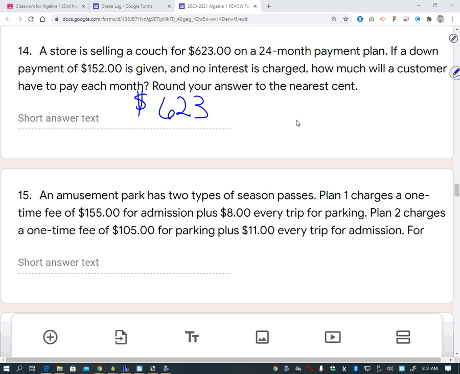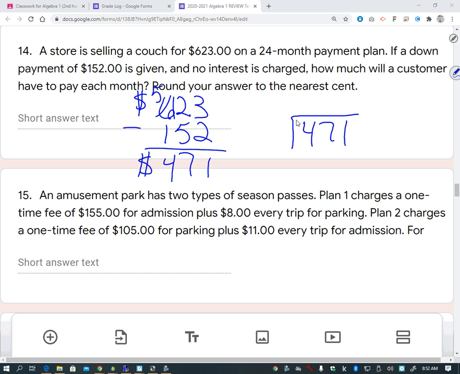How can I represent that up here? Subtract $152. Okay, what's 623 minus 152? $471 is what is still owed, correct? We want to put this on a 24-month plan. We say, hey, we're going to pay a little bit every month, and we'll have the whole thing paid off in 2 years. What do I do with the 471?